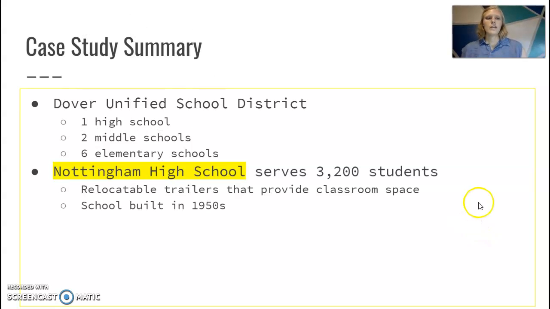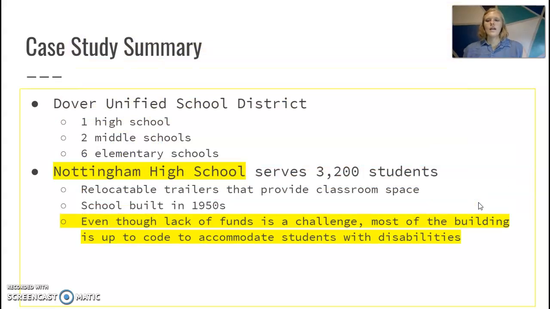The school was built in the 1950s, and even though we are struggling financially, we have updated most of the building to being up to code for ADA for serving students with disabilities. There is 1/4 remaining that is not up to code and still remains how it was when it was first built.